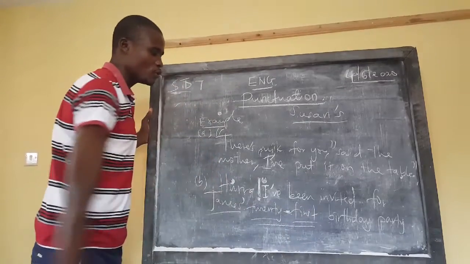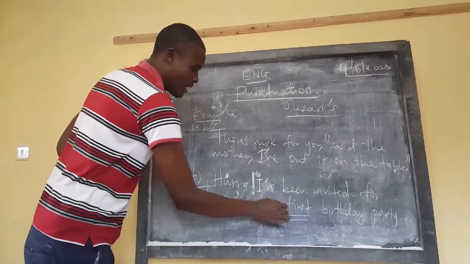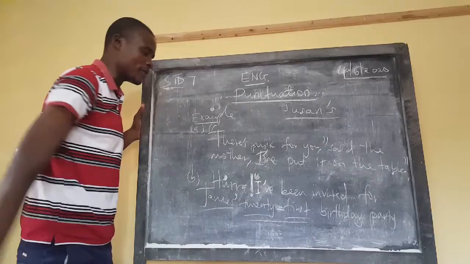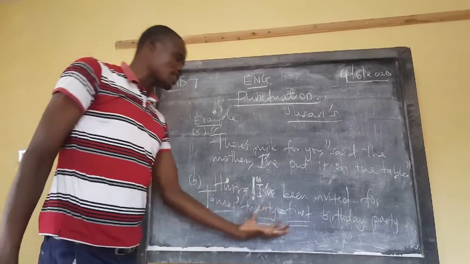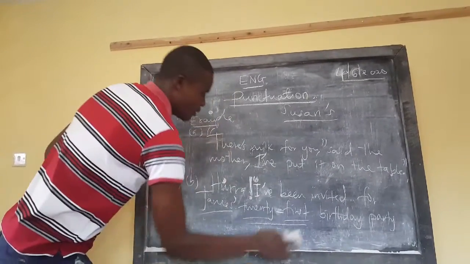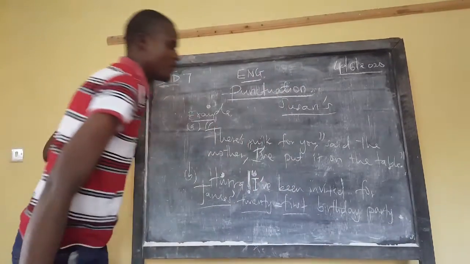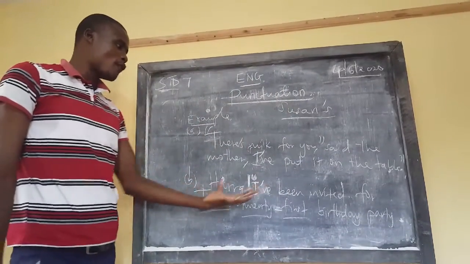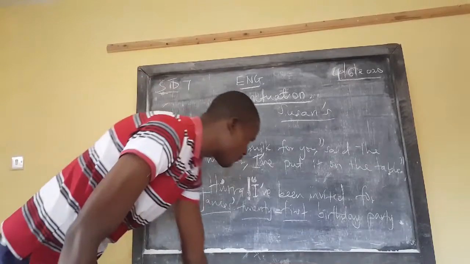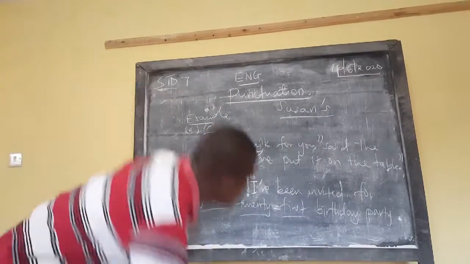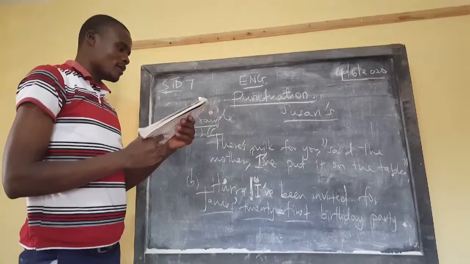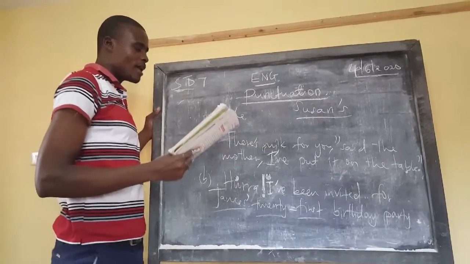When double nouns are used in that manner, there must be a small dash called a hyphen to show that these are a double noun. So that is correct like that, but there must be a full stop at the end. So hurrah, I've been invited for James' 21st birthday party.